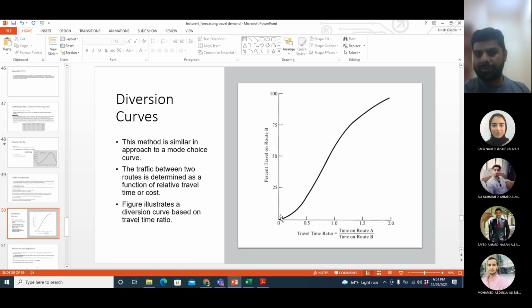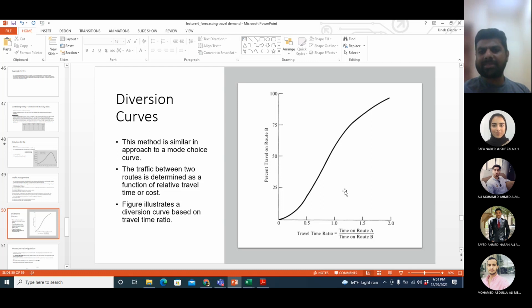When there are 0 trips going from B, what will be the ratio of travel time on route A upon travel time on route B? So 0 trips from B means all people are going from route A. Then you change from 0 to let's say 25%, and then you recalculate the ratio, then 0 to 50%, recalculate the ratio, and so on. Then you assume any value, and on the basis of the ratio of the travel time, you can know how many people will go from route B, and obviously the remaining will go from route A.